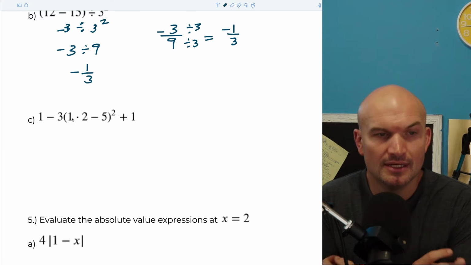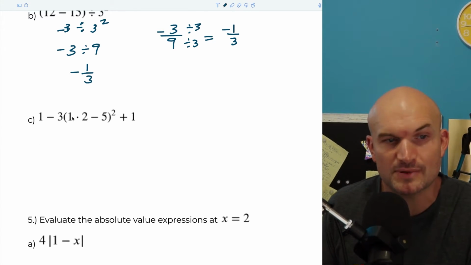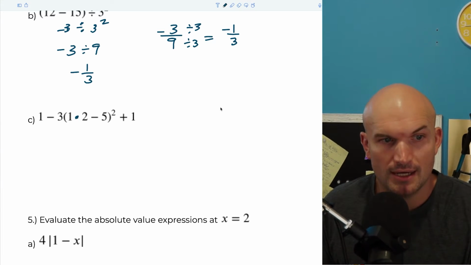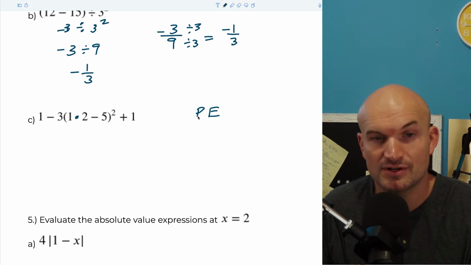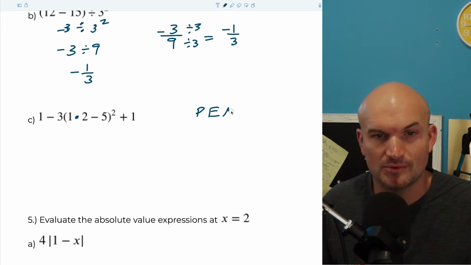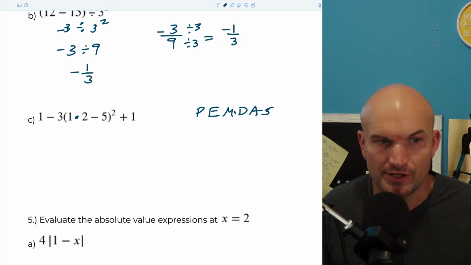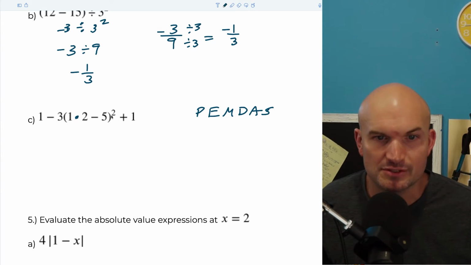Now in this example, what you can see is we have our parentheses, so we're going to have to work on that first. Inside this parentheses, we have a multiplication and a subtraction. So let's just go through PEMDAS: parentheses, exponents, then multiplication and division, and then addition and subtraction. The reason I'm writing that out for you is because inside here I have two operations inside the parentheses: multiplication and subtraction. Well, multiplication comes before subtraction.